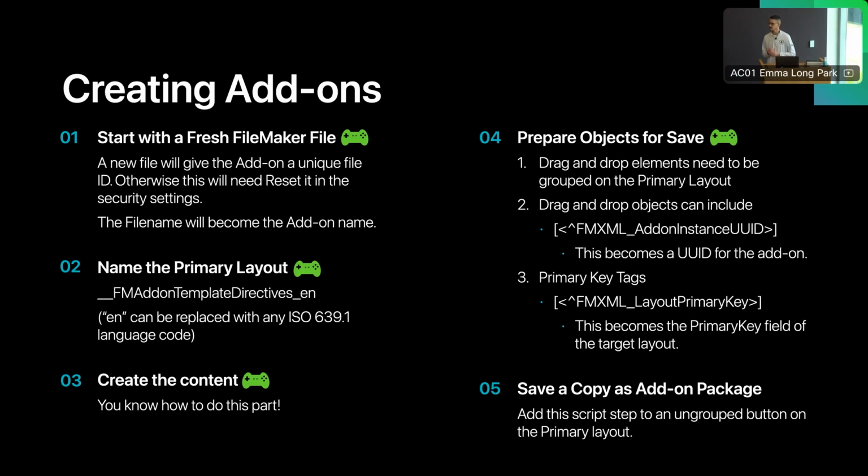Next, this is optional if there is a drag and drop component. A lot of add-ons have an initial button that you can drag onto the layout, or even a chart or a web viewer, as you may have seen in a lot of common built-in instances. Those objects need to be grouped on this primary layout that we named in step 2, and those objects can have some additional tags added to them. The first is the instance tag. Each drag and drop is an instance of that add-on that's being brought into the target solution.